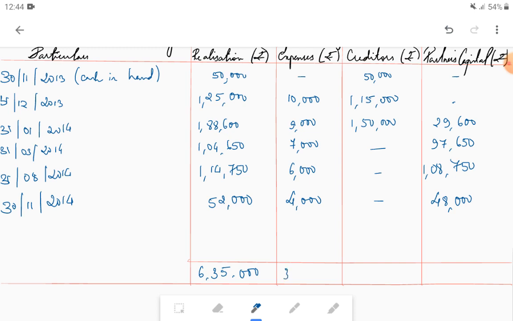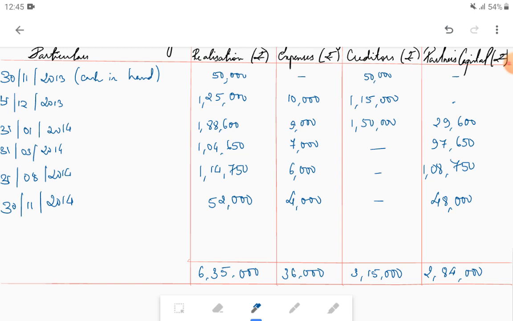Expenses are amounting to rupees 36,000 and creditors are amounting to rupees 3,15,000 and partners' capital total is rupees 2,84,000. Okay, so this is our statement showing how we are distributing the cash when we are getting money on realization. When we are selling off our stock and debtors, the money that we're getting from that, how we're going to pay off our expenses and also our creditors.